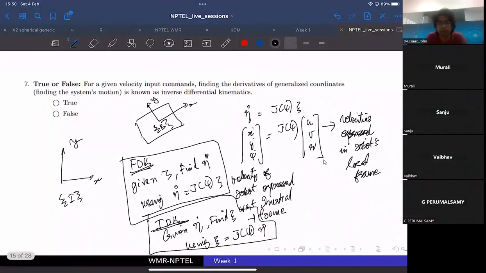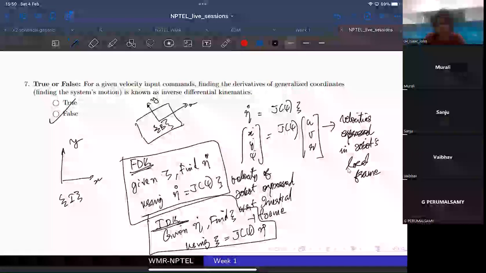So in this regard, what would be the correct answer? Murali has already said false. So I hope all of you can agree with false. No further reasoning would be sufficient, I guess, in this regard.